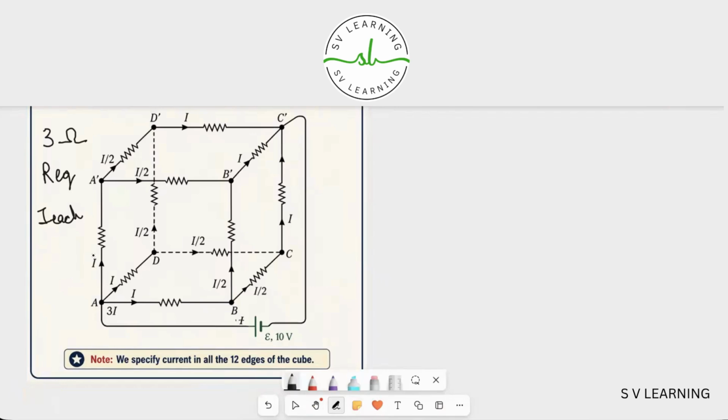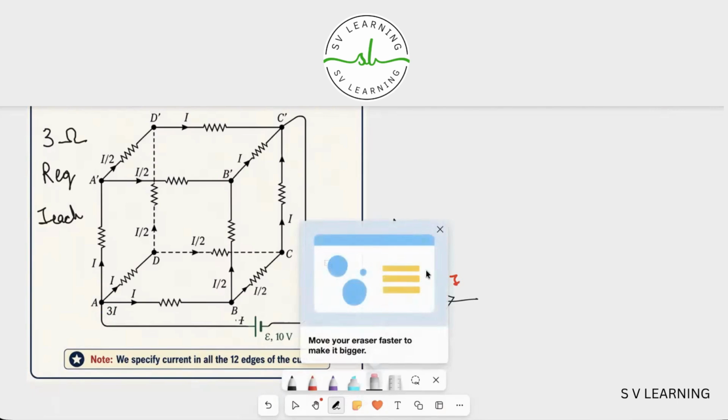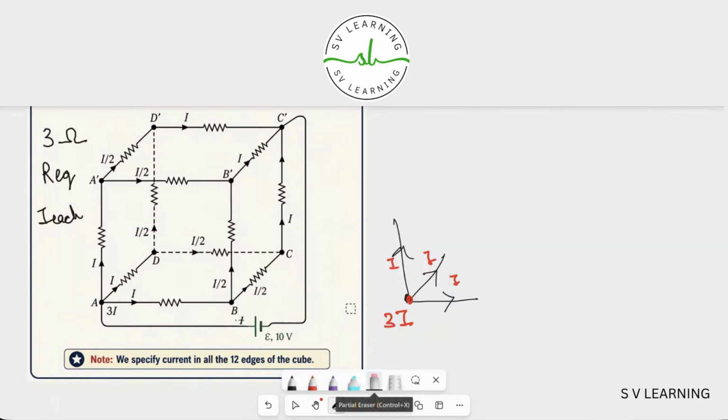Okay. So now what we need to do is start with any corner. Let's say we think about this corner. You can see that the current is getting divided equally in the 3 branches, right? That's why the total current, which is 3I here, is getting divided equally, I in each. Of course, this is taken as symmetry. All that is given to us. This is the first thing.